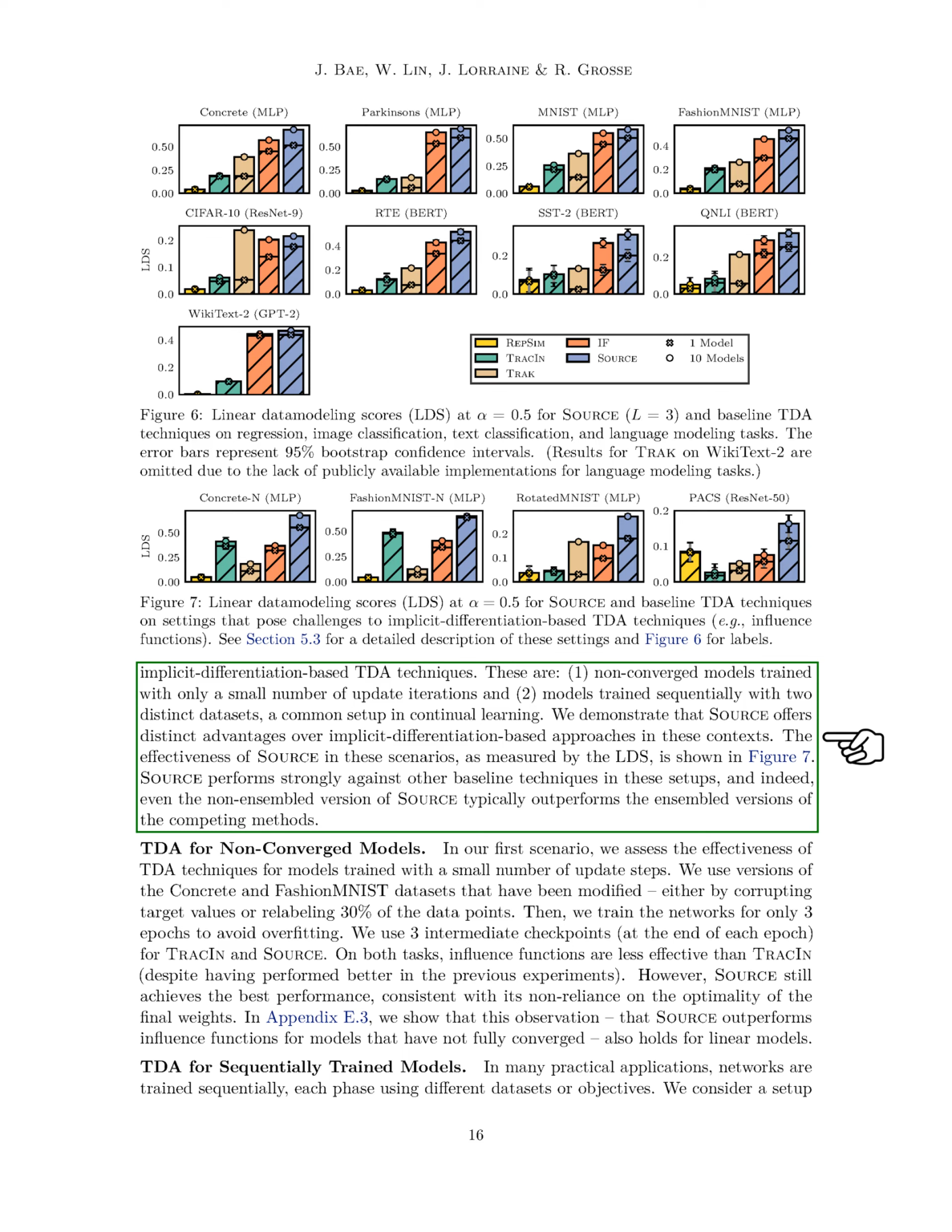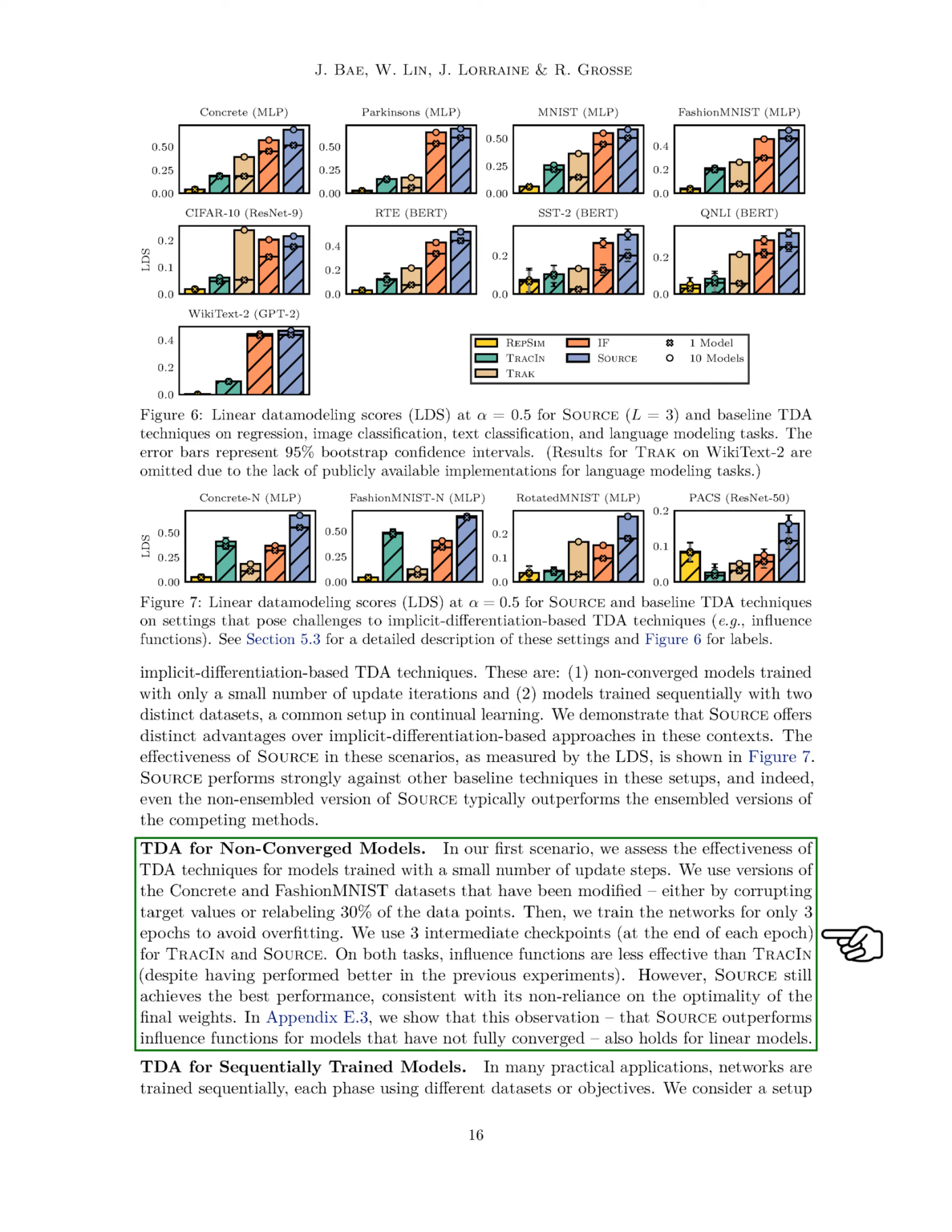Section: TDA for non-converged models. In this section, we assess the effectiveness of TDA techniques for models that have not fully converged. We conduct experiments using modified versions of the Concrete and Fashion MNIST datasets, where we corrupt target values or relabel a portion of the data points. The models are trained for only 3 epochs to prevent overfitting, and we use intermediate checkpoints at the end of each epoch for analysis.